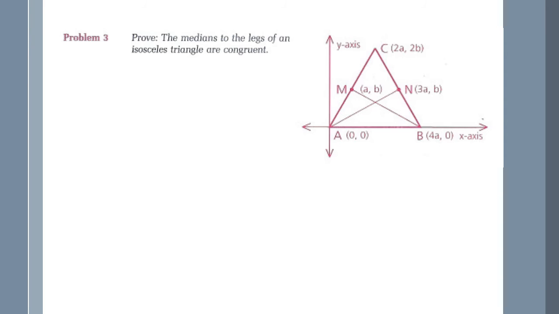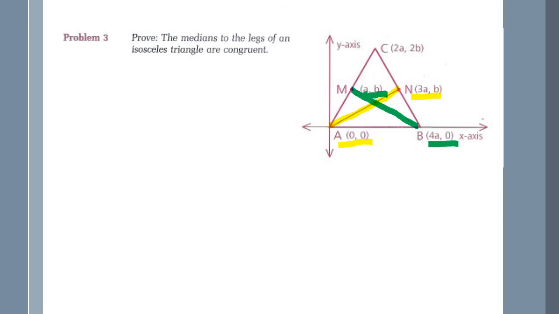All right, prove the medians to the legs of an isosceles triangle are congruent. So the way we work this out is, if you look at how they set this up, I'm going to find the distance of this segment here using these values. And then I'm going to find the length of this segment here using these values. And I'm going to show that they'll come out equal. They should.